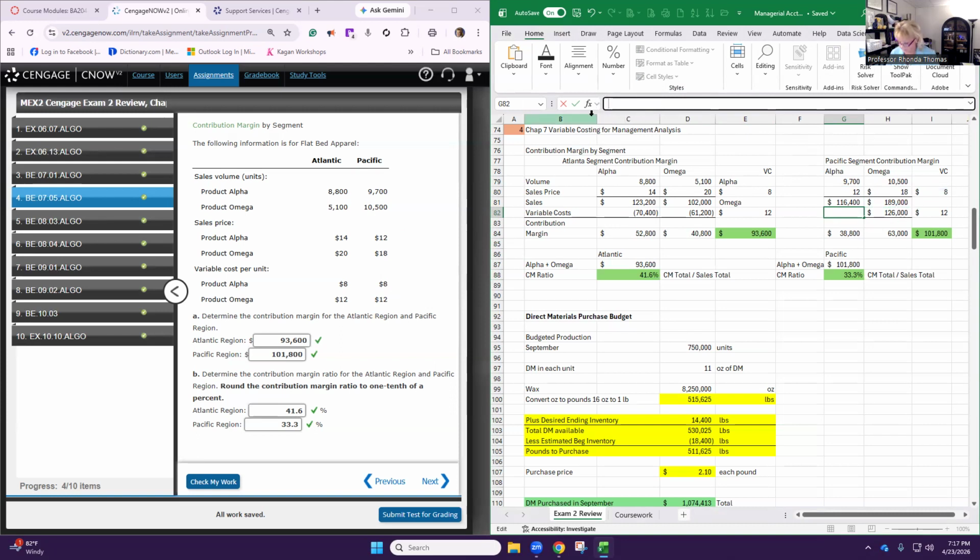Okay, so we want that to equal a negative 9,700 times its variable cost. There it is. And now I need to change my formula to add them together since I'm putting that in as a negative.